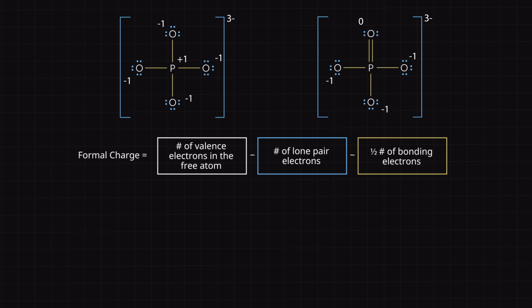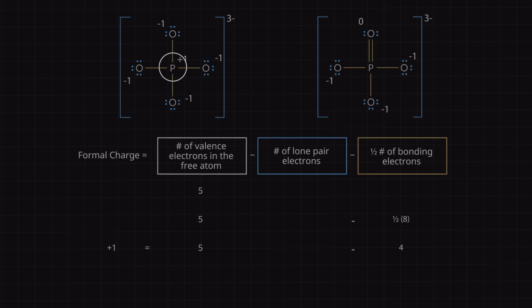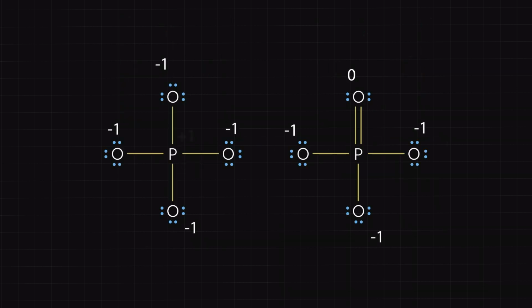We can use a similar approach for phosphorus. We start with the 5 valence electrons of free phosphorus. When surrounded by 4 bonding pairs, or 8 bonding electrons, it is assigned 4 electrons, giving it a formal charge of +1. When surrounded by 5 bonding pairs, the formal charge is 0. We can check our work by making sure the formal charges sum to -3, the overall charge of this ion.